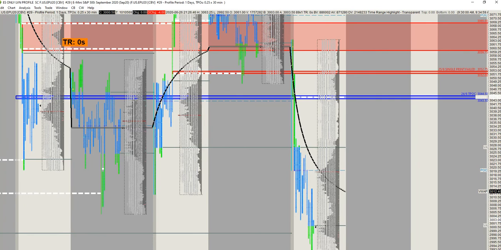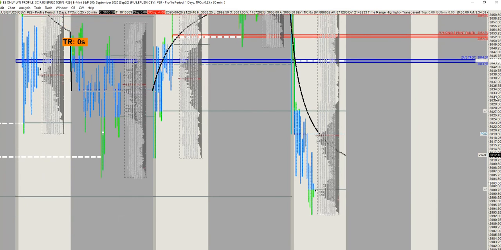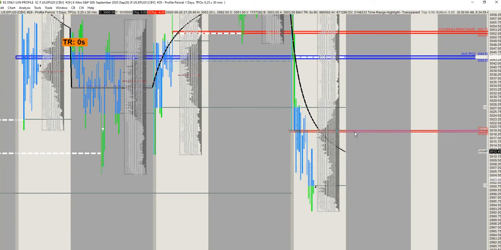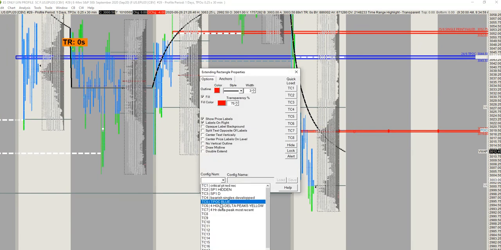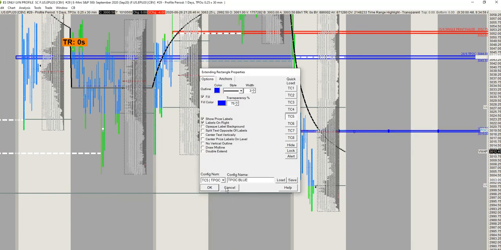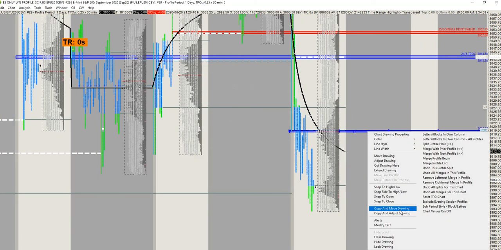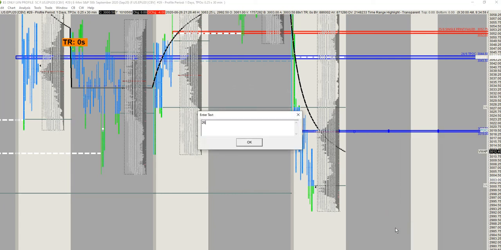So that's the most recent activity here on ES. And if you look at this TPOC, which day is this? Okay, so this is June 26. Let's just put that there. June 26, TPOC. There we go.